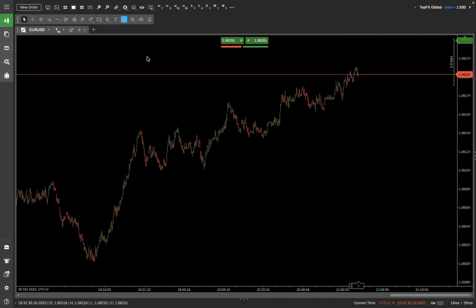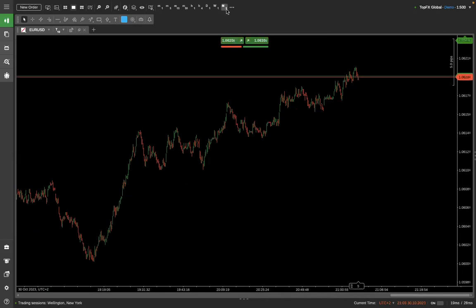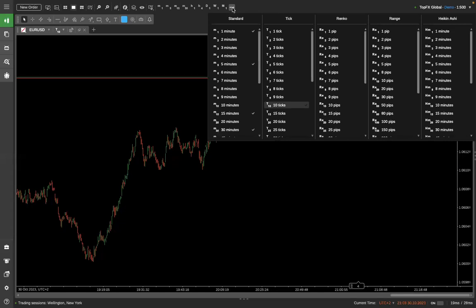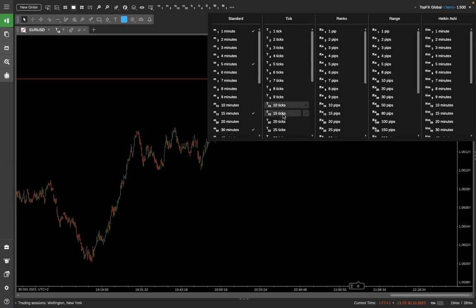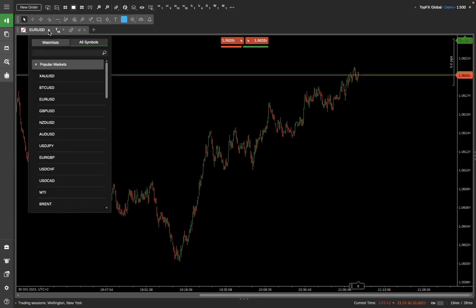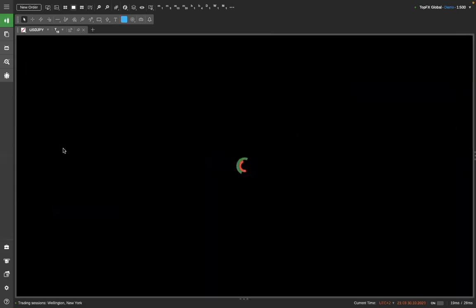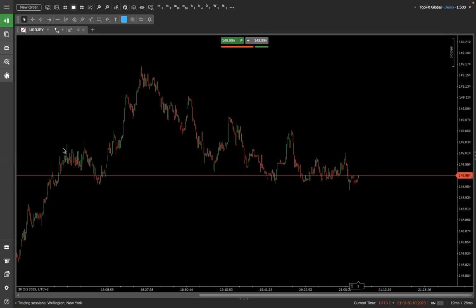What else can we do? Let's say we want another way to access the tick chart. We go here to these three dots, and with this menu we choose a different tick chart. Let's say 15 ticks, and now the chart has been loaded. We can use it not only on the EUR/USD, we can use it on the pound, and on some kind of ETF as well. It doesn't actually matter. It works very nicely on every asset.